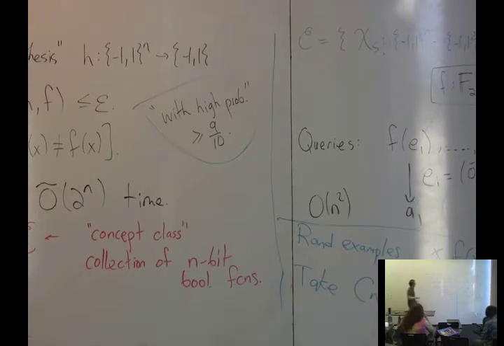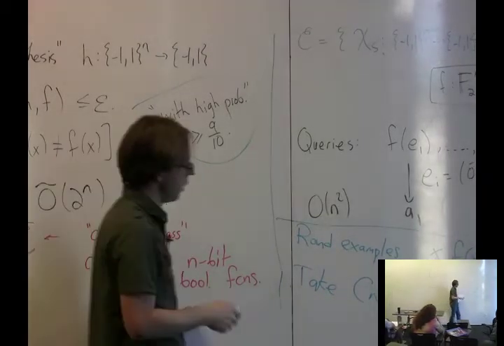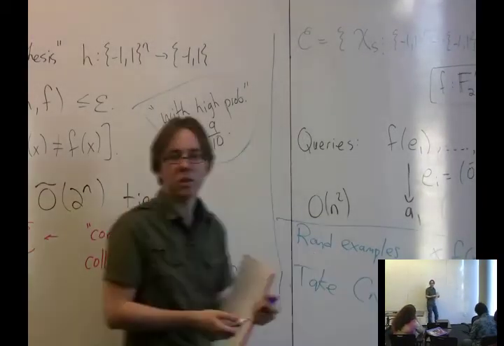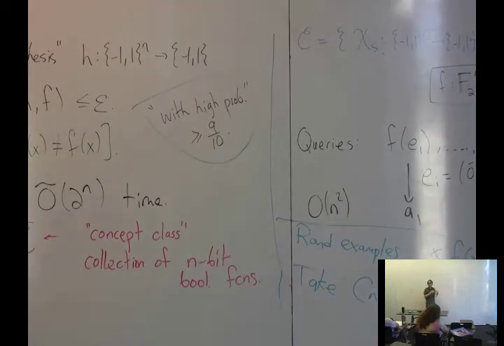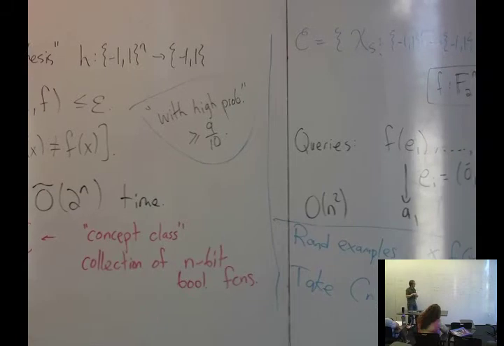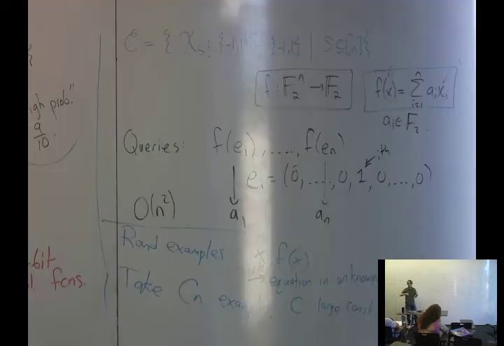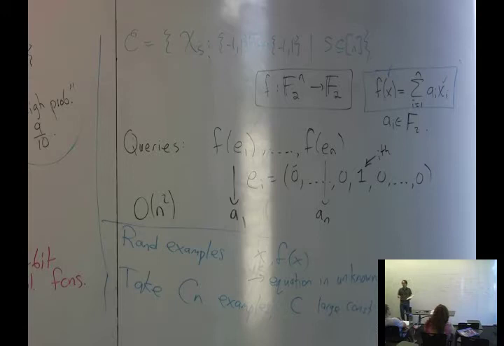OK, so I won't do that calculation. It's easy, but this is how you do it. Draw, let's say, 100 times n examples. With high probability, that'll give you 100 times n equations in the n unknowns, a1 through an. With high probability, some n of them will be full rank, and you can find those n efficiently, and you can solve the system of equations efficiently, all using Gaussian elimination.